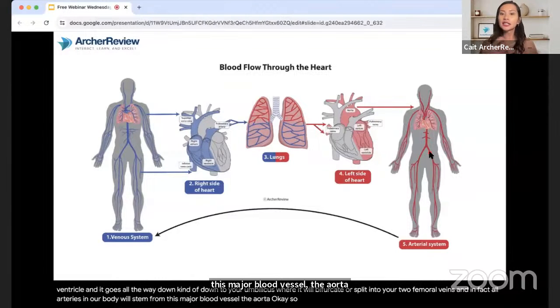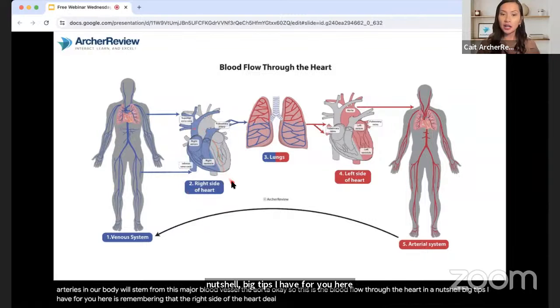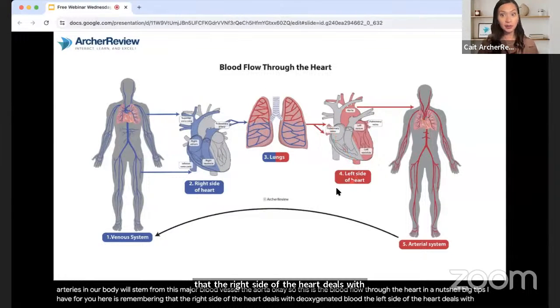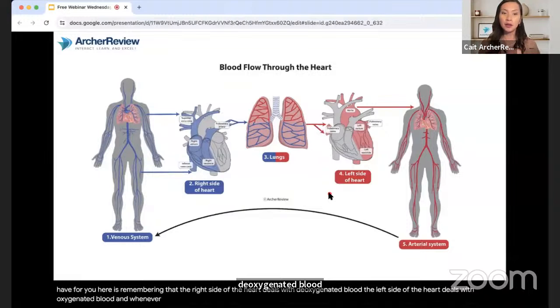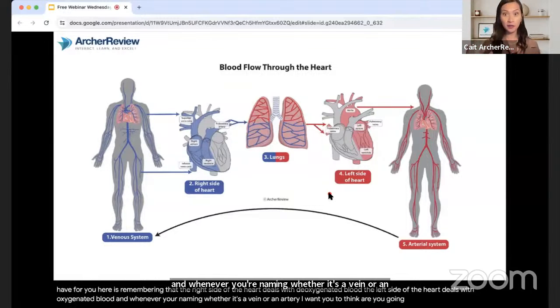Okay, so this is the blood flow through the heart in a nutshell. Big tips I have for you here is remembering that the right side of the heart deals with deoxygenated blood. The left side of the heart deals with oxygenated blood. And whenever you're naming whether it's a vein or an artery, I want you to think, are you going away from the heart or towards the heart?